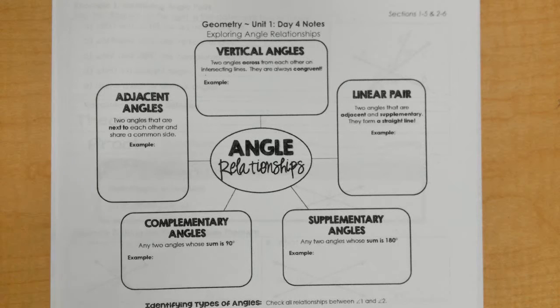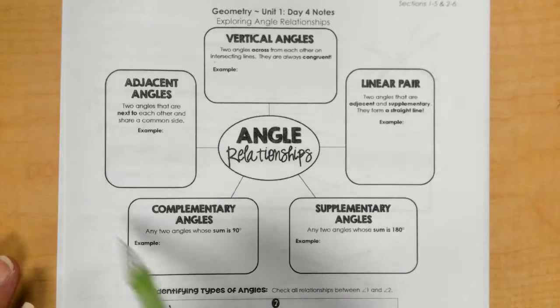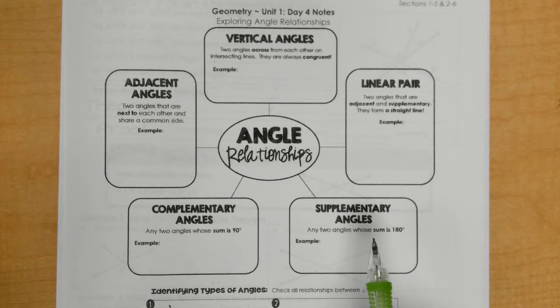For Unit 1, Day 4 notes, the title of this would be Exploring Angle Relationships. So if you can see here in this diagram, we have different types of angles. We're going to show an example of each kind. It went ahead and defined each one of these for you. So for vertical angles, these are two angles across from one another using intersecting lines.